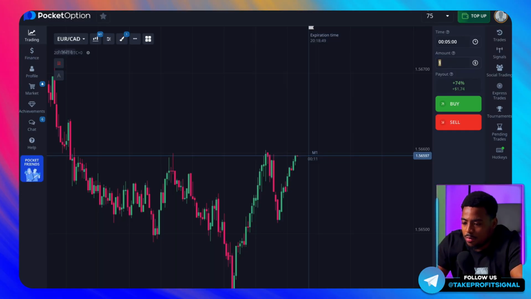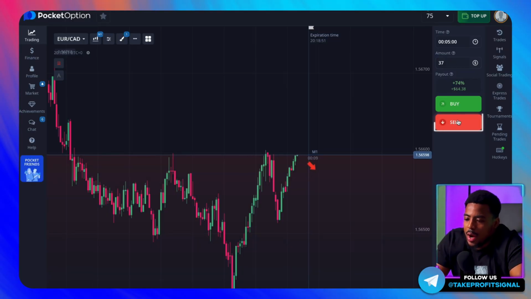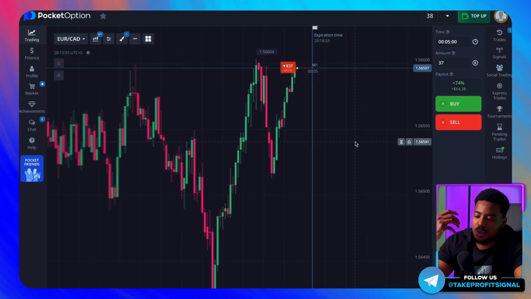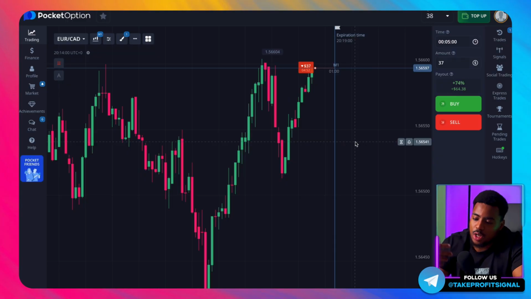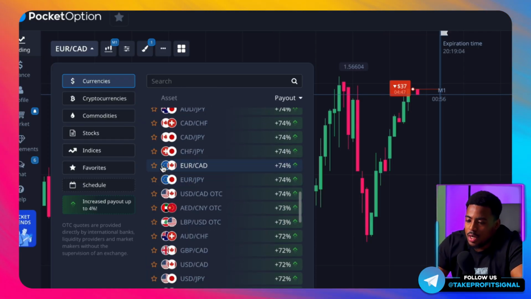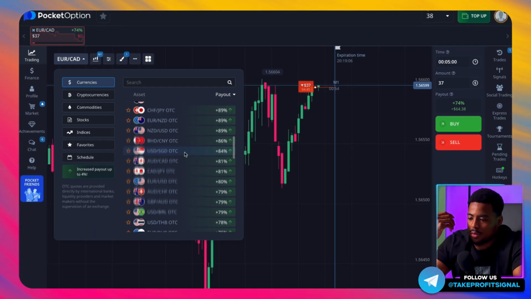Do not confuse anything. Here I'm going to place about half of my balance in this trade because today we are going to be increasing our balance very much. So this trade we can add to the watch. Now let's move on to the strategy.